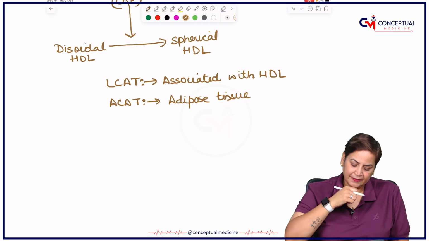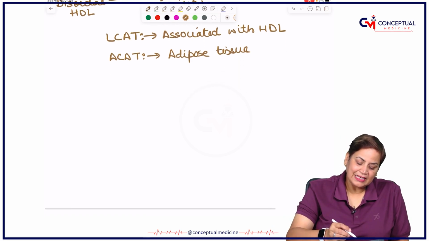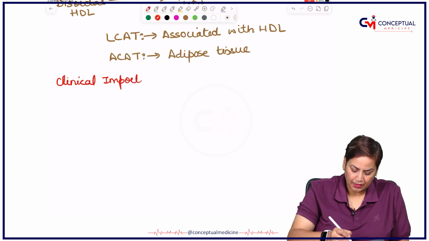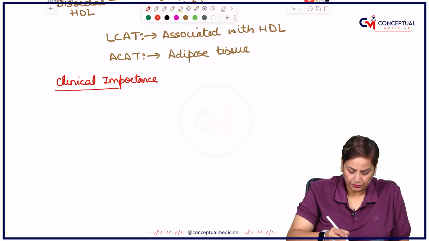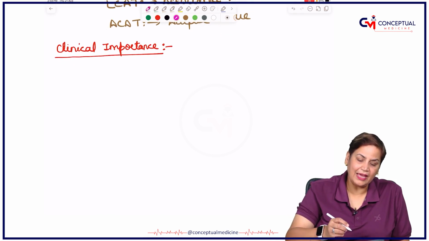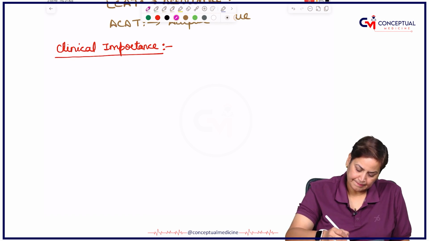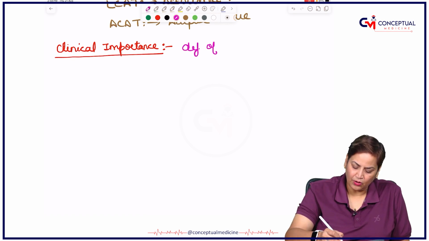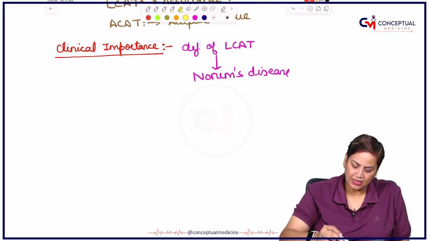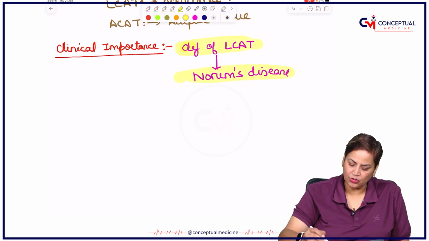acids, right? Now one more, what is the clinical importance of this reaction? Okay, clinical importance is deficiency of LCAT. Deficiency of LCAT will lead to Norum's disease. Very, very important. Deficiency of LCAT will lead to Norum's disease.